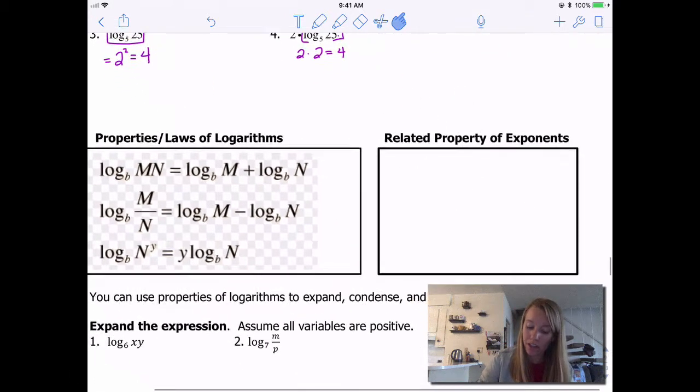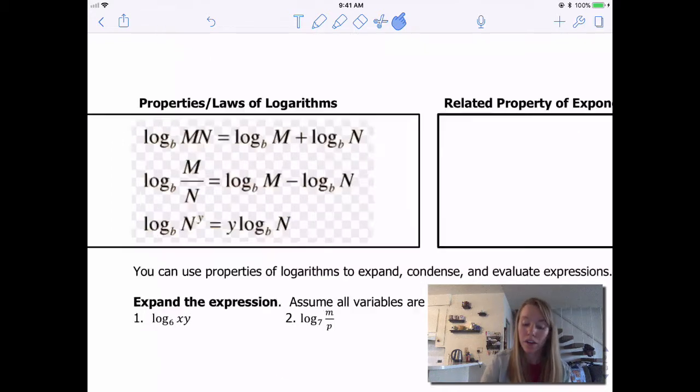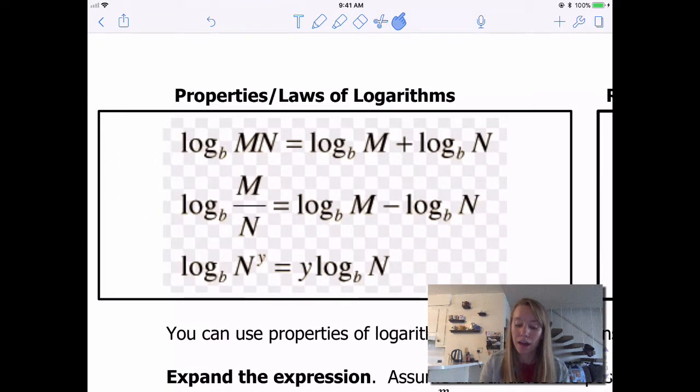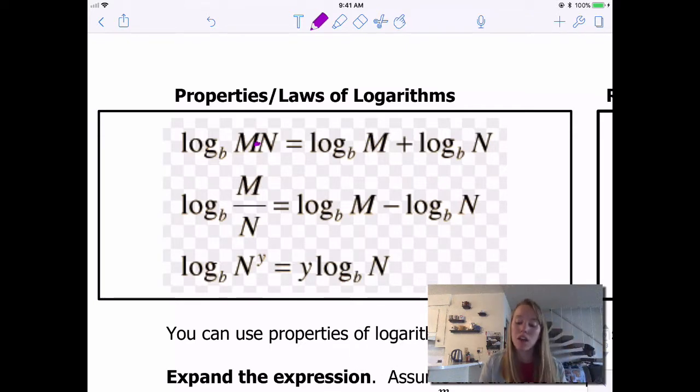So let's check this out. Properties of logarithms. We're going to be using these properties all day today, so I'm going to run through them a little bit slowly. Log base b of m times n. When these variables are written next to each other, remember that means multiplication, then I can actually split these up. I can say the log base b of m, so I've written log once, and then plus the log base b of n.